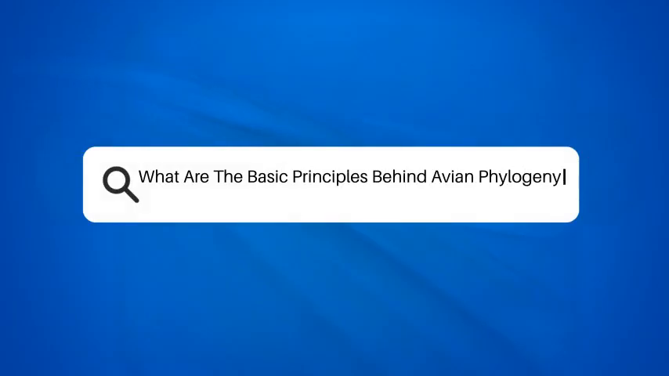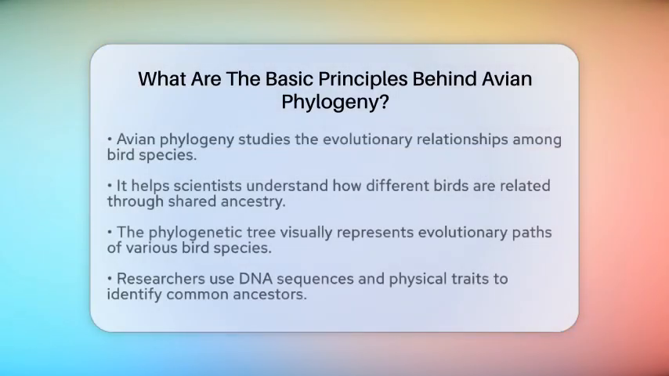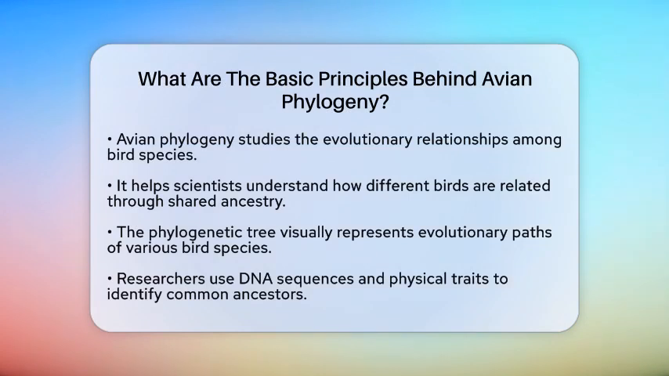What are the basic principles behind avian phylogeny? Have you ever wondered how scientists figure out the relationships between different bird species? The answer lies in a fascinating field known as avian phylogeny. This study focuses on the evolutionary connections among birds, helping us understand how they are related through shared ancestry. As new genetic and physical data come to light, our knowledge of these relationships continues to grow.